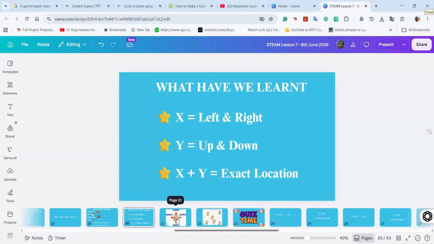Yes, teacher, exact location. Thank you so much. That exact location is wherever X and Y are meeting. Okay, exact location. Thank you so much. So we move on to the next.